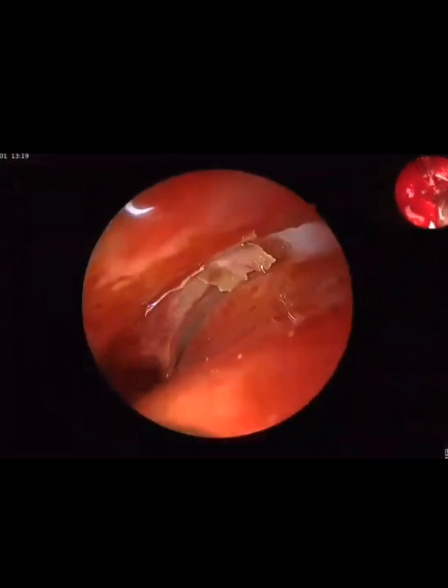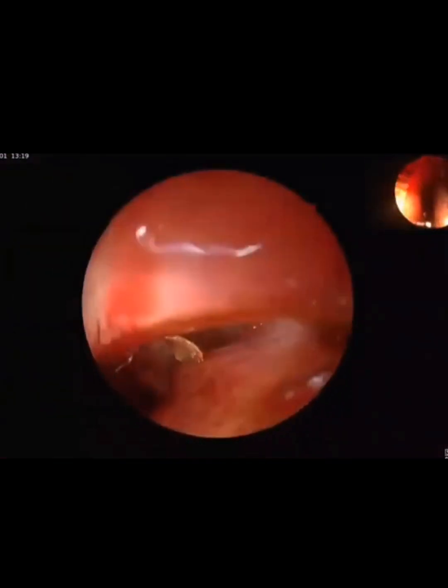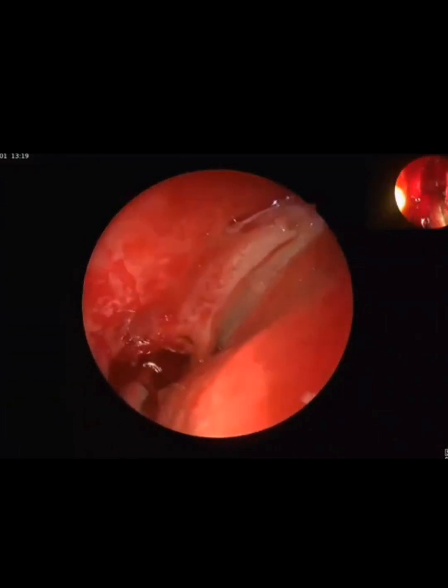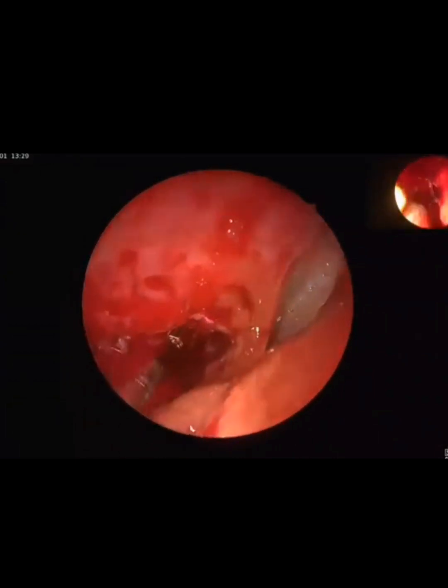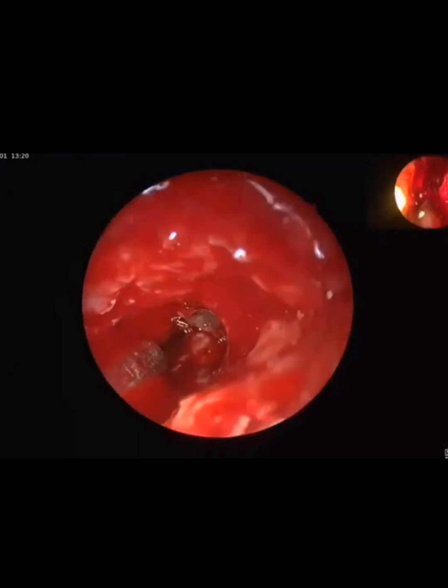Now using the 120-degree blade. Always introduce the blade while suction is closed. Okay, it is very important, otherwise it injures the surrounding mucosa. See, my suction is off right now. While I am reaching the target area, always keep the suction off.